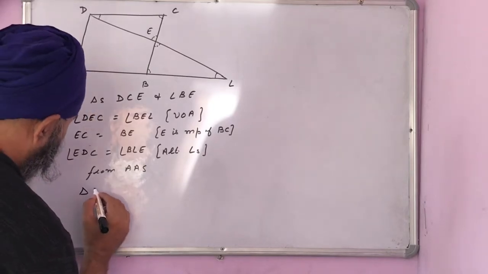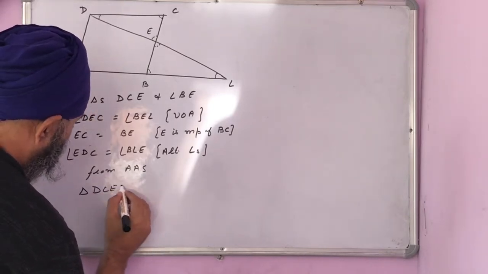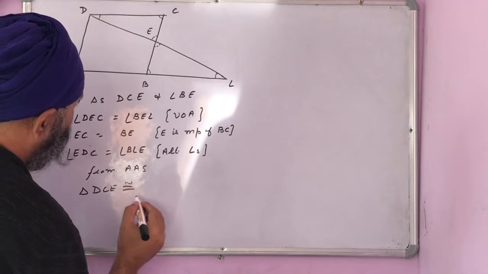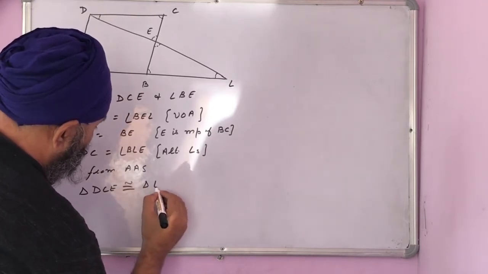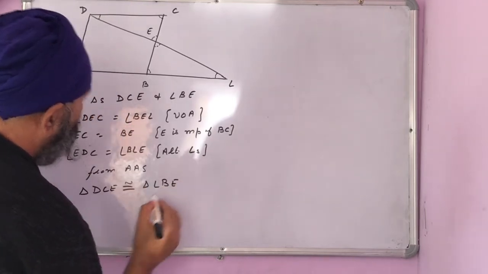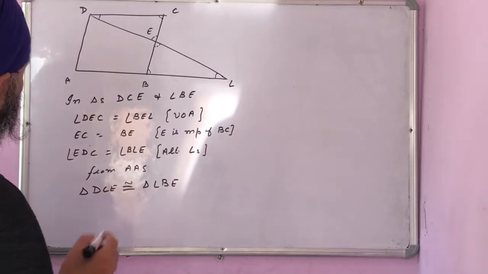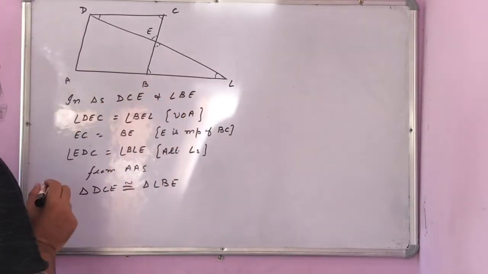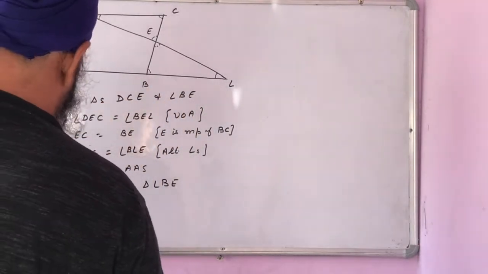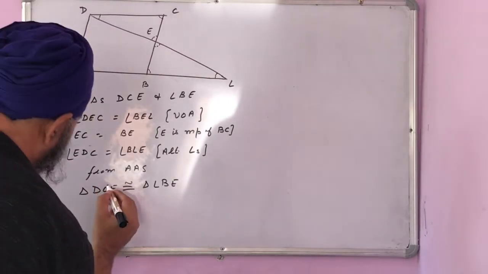triangle DCE is congruent to triangle LBE.